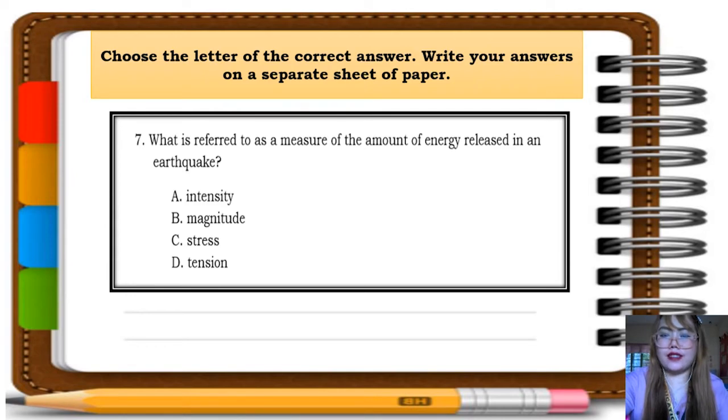Number 7. What is referred to as a measure of the amount of energy released in an earthquake? A. Intensity, B. Magnitude, C. Stress, or D. Tension. Answer: letter B, magnitude.